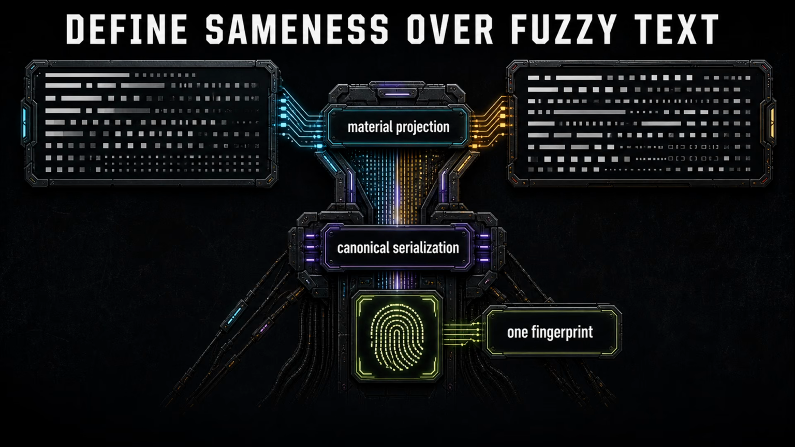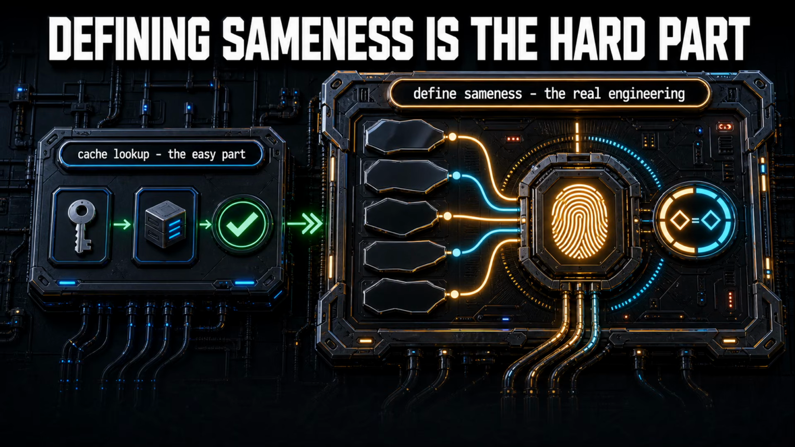The real engineering is deciding what counts as the same. So the hard problem was never the cache lookup. It was defining sameness over messy model output. And that is the click. Sameness is the whole game here.